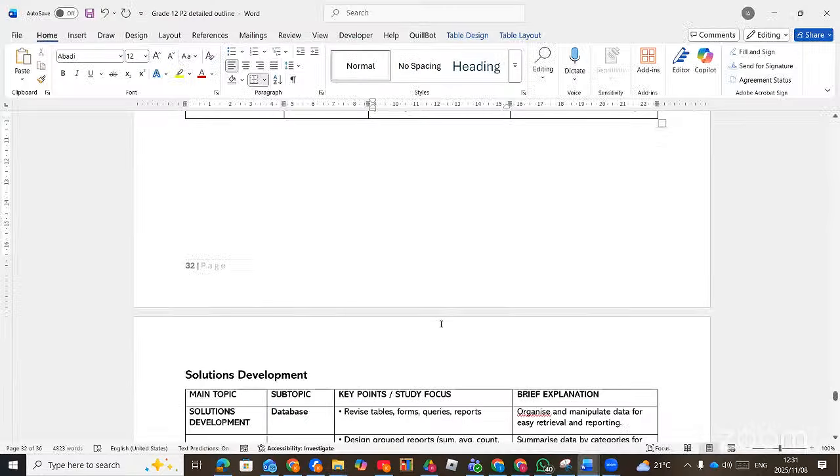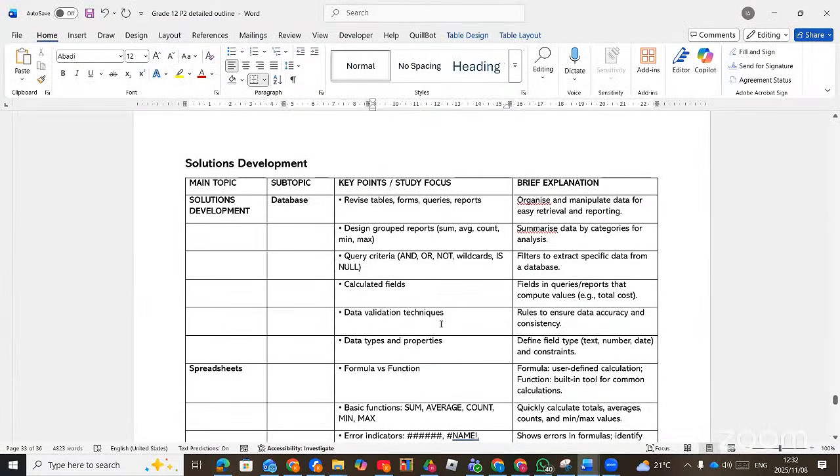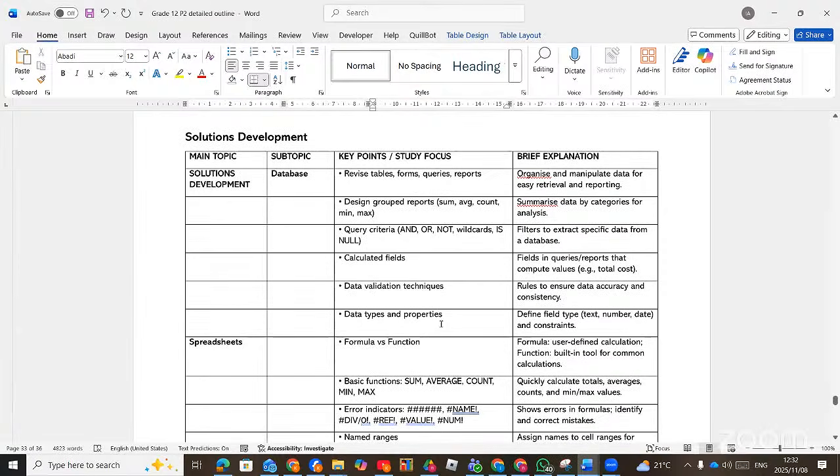Now, we finished with the solution development. As for solution development, that's the practical content. They will ask questions based on your practical experience. Now, it will be in the form of either database or spreadsheet or HTML, or they can combine these. And you can get solution development questions also in the integrated scenarios.